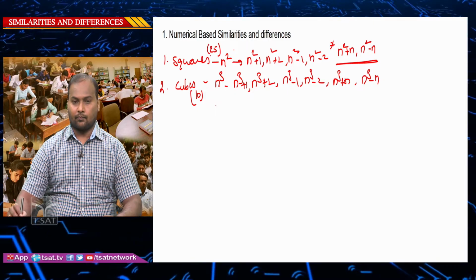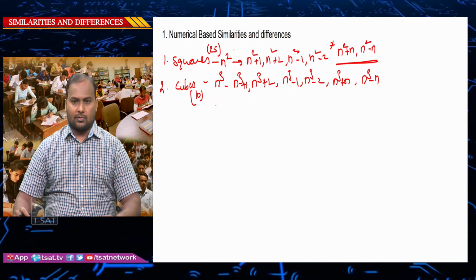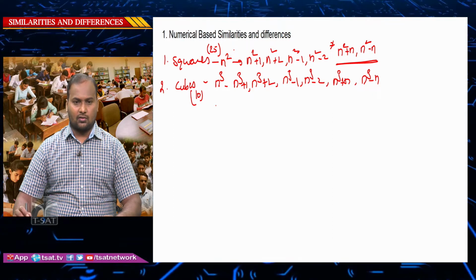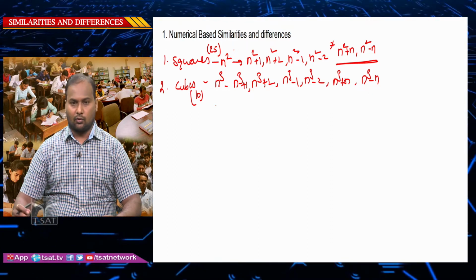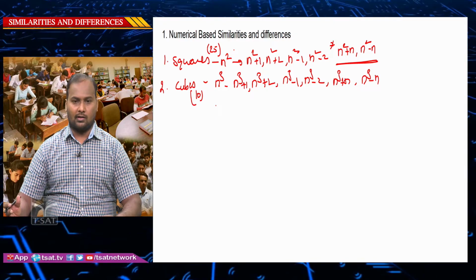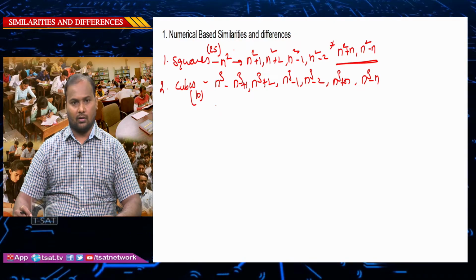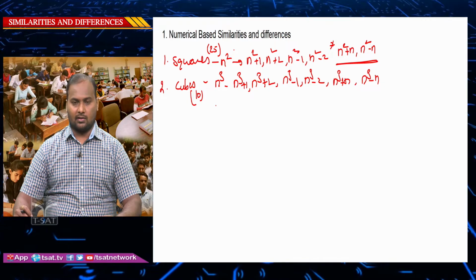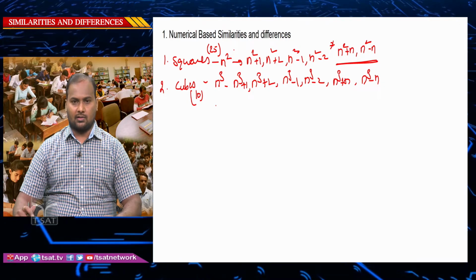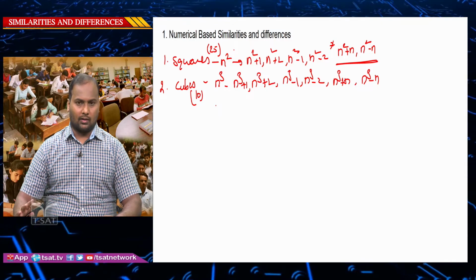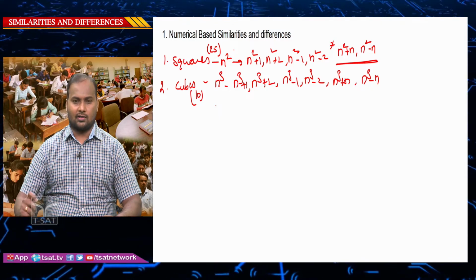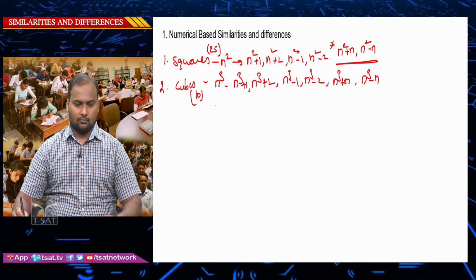This is a must. After knowing the cubes up to 10, the student has to write in his notebook n cube plus 1, n cube plus 2, n cube minus 1 and n cube minus 2, and in the same way n cube plus n and n cube minus n. After writing these numbers, the student has to observe how they are arranged and in which range they are arranged. That is also very important.